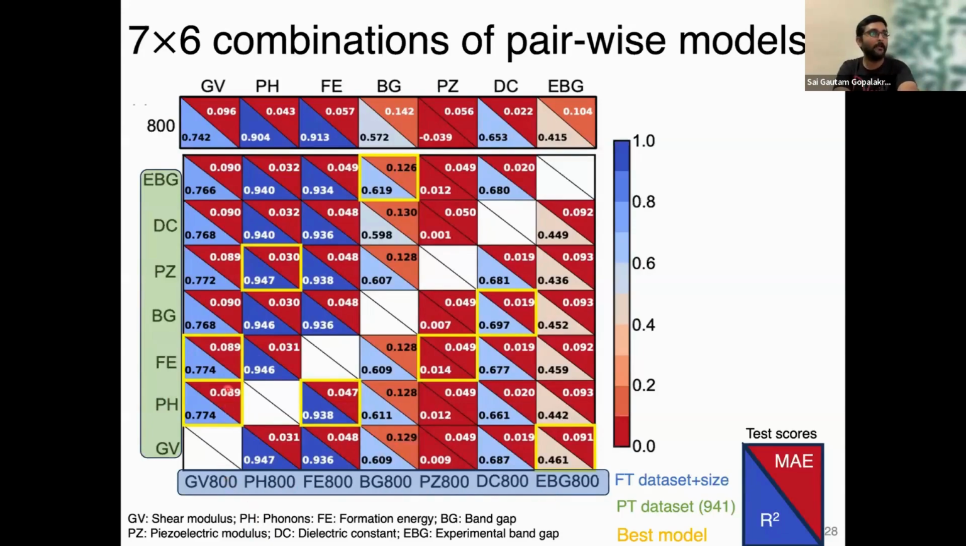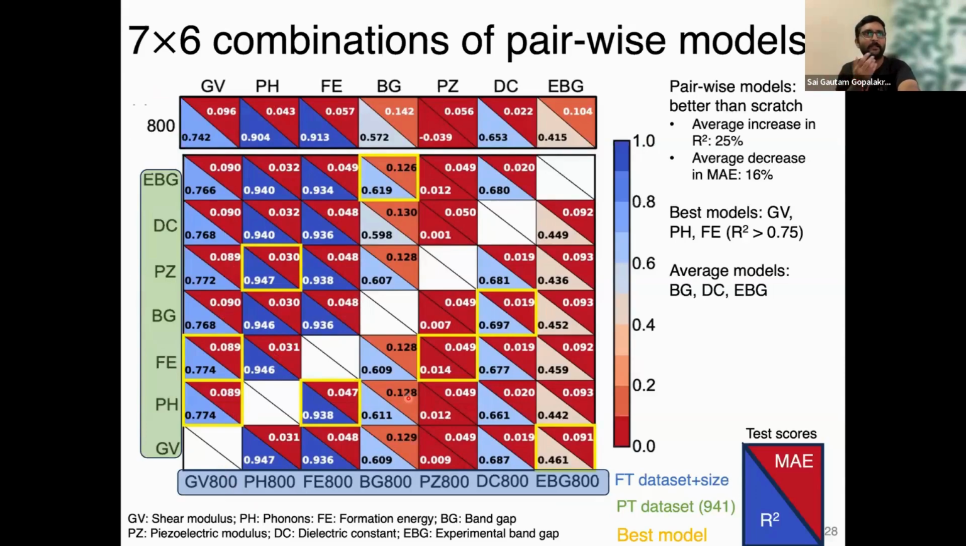So basically, you can compare all the scores along any column here, right? These are all shear modulus, these are all phonon frequencies, these are all formation energies, and so on. The yellow boxes here basically show the best performing models. So what are some of the big things that we learned from this work?